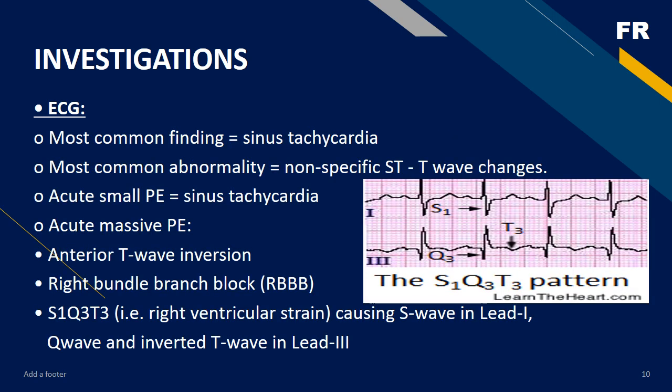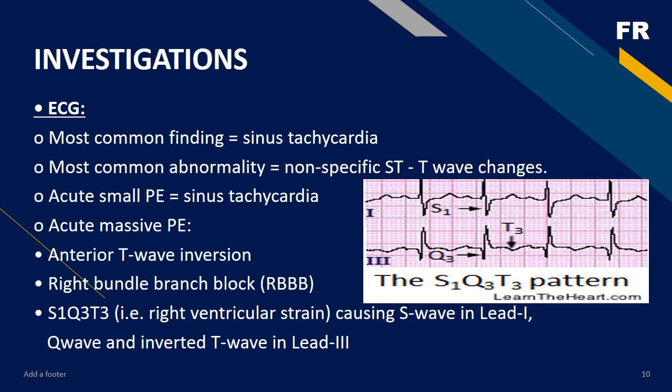So in ECG, the most common finding will be sinus tachycardia, and the most common abnormality can be non-specific ST to T wave changes. So in acute small pulmonary embolism, there will be only sinus tachycardia. However, in an acute massive pulmonary embolism, there can be anterior T wave inversion, as shown in the picture. In lead 3, you can see T wave inversion, and there will be right bundle branch block. And it's a very important pattern of pulmonary embolism.